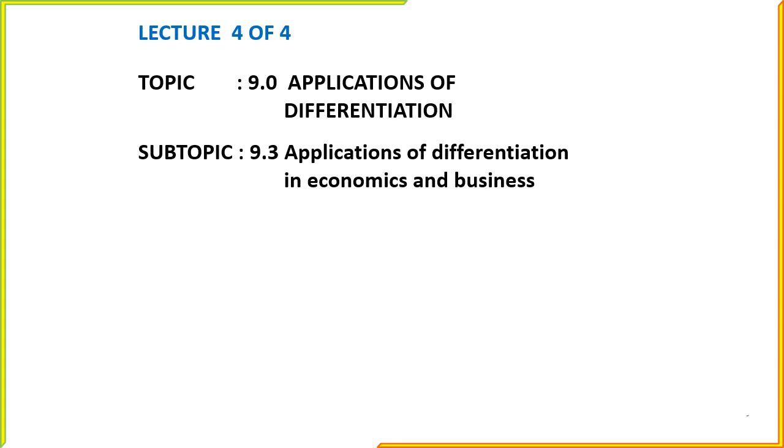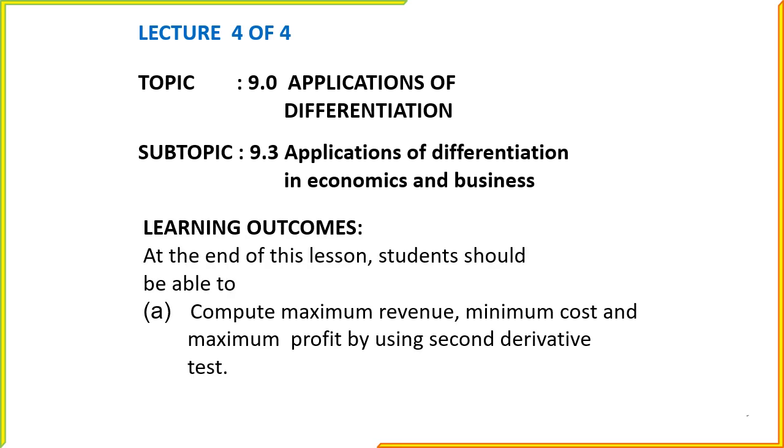So today we are going to continue with the last lecture for this semester, which is lecture 4 of 4 for chapter 9. We are going to continue with subtopic 9.3, application of differentiation in economics and business. Today we are going to focus on the second learning outcome, which is to compute maximum revenue, minimum cost and maximum profit by using the second derivative test.